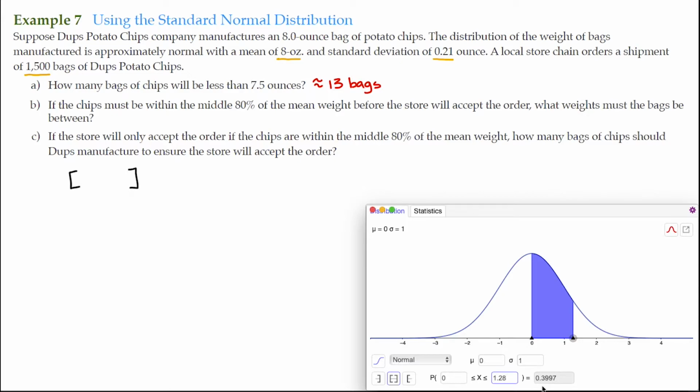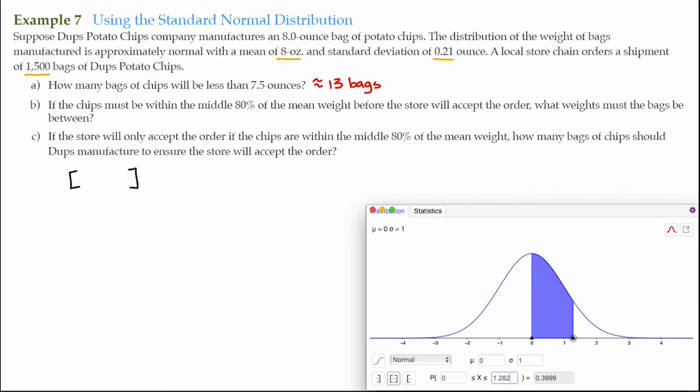And there it is at 0.3397. Now I'm going to change it to 1.29. Now that's too much. So maybe do 1.281. So that's 0.3999. So I'm going to do 1.282.